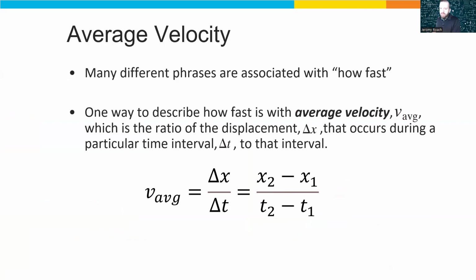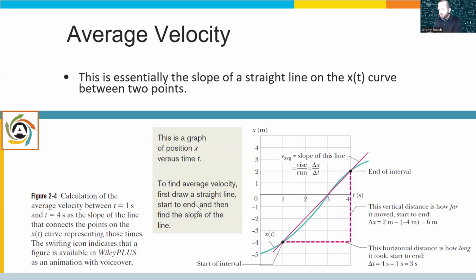And the average velocity is essentially just the slope. So the slope of a line is the rise over the run. So if we look at here, we're starting here and we're going up to here. So our rise, we end up rising up 6 units. And we're going over 3 units. And so our slope, or our average velocity, we can say is 2 meters per second.